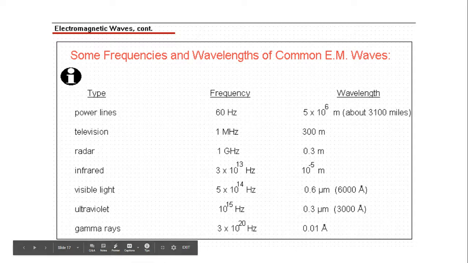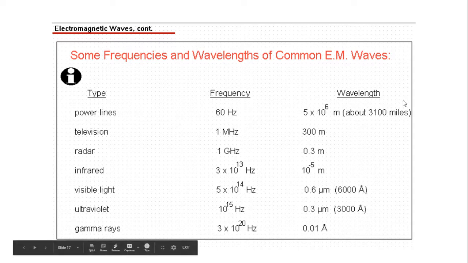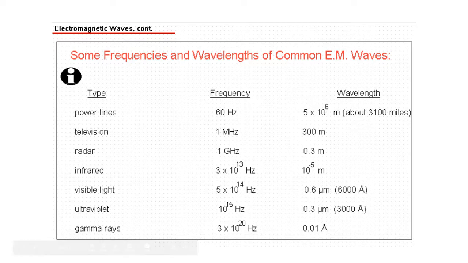Now, it's important when we look at our electromagnetic spectrum that we see the trend between wavelength and frequency. For example, power lines have a really, really long wavelength, but a low frequency. To contrast, gamma rays have a really, really high frequency, but a really low wavelength. This is what makes gamma rays and X-rays really dangerous. They have a really high frequency, which can really damage your cells, but their wavelength is really low.